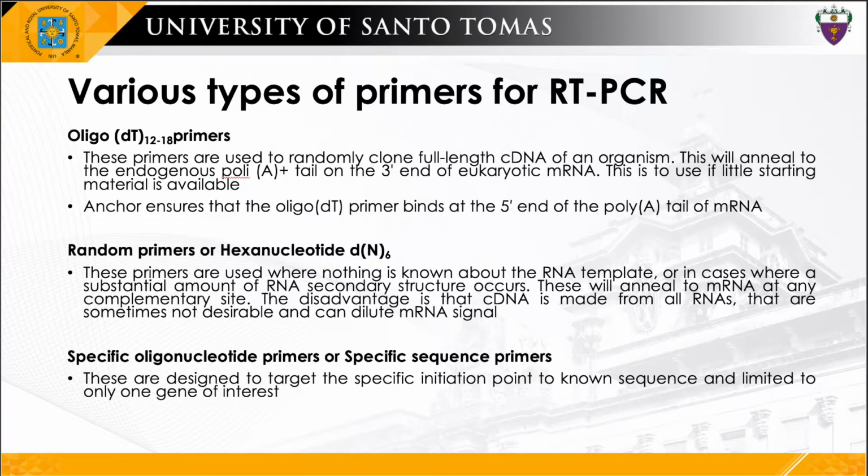The first are the oligo dT primers, and these are usually 12 to 16 bp long and contain repeated deoxythymines in their 3' end that bind to the poly-A tail at the 3' end of the RNA strand. These primers proceed to amplify in the 5' end direction, similarly to gene-specific primers.